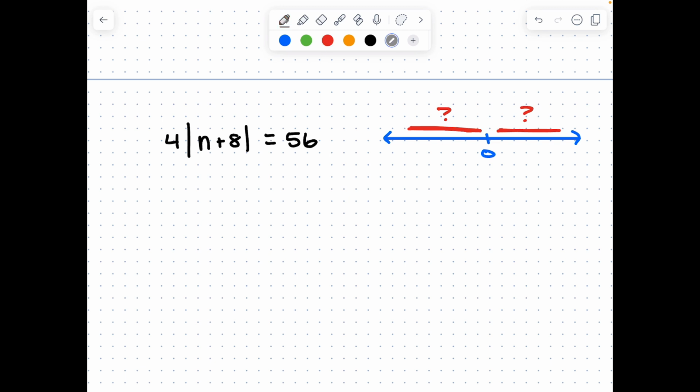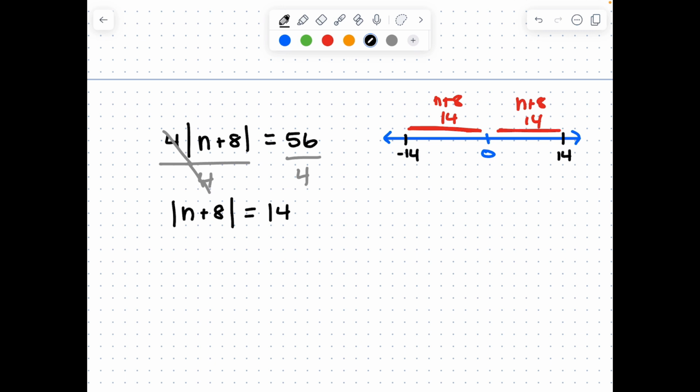So we have a step we need to take first before we split things. We need to handle that 4. This was 4 times the absolute value of n plus 8, so we're just going to divide by 4. That'll cancel those to 1. But if we do it on the left, we have to do it on the right. So then we have the absolute value of n plus 8 equals 56 divided by 4, which is 14. And now we know what our distance is. That distance is 14. That's our n plus 8 distance. So now we know when we split, we're going to be looking at positive 14 and negative 14.